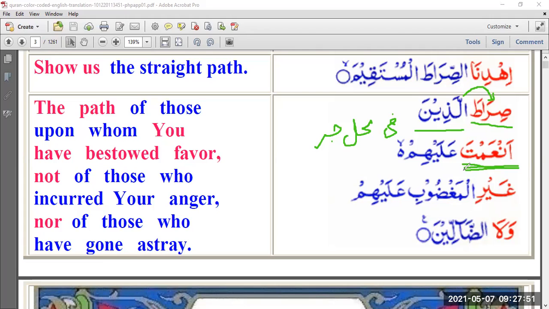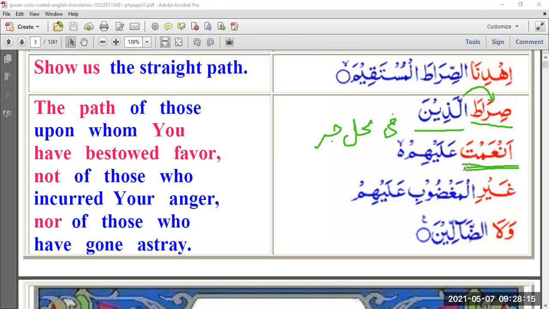If it is fi'l, first of all, we need to try to recognize the root letters. Noon, ayn, meem. What are the letters? Noon, ayn, meem. And this is anta version.